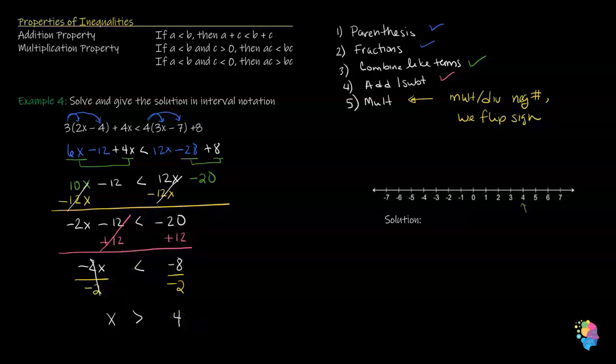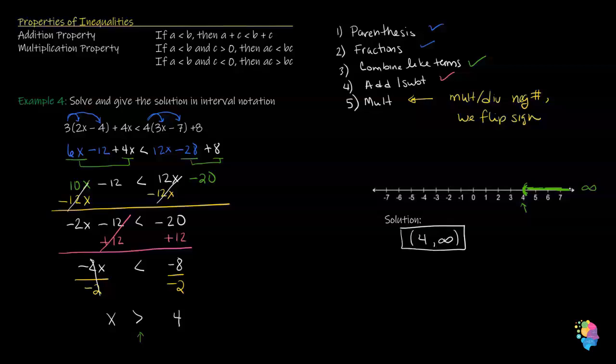I locate 4, and since I want greater than 4, I shade to the right towards positive infinity. I come back and I notice that this inequality doesn't have the little line underneath it, so then I'm going to use a parenthesis, making our solution from left to right, 4 to infinity. Since we're not including 4, that's a parenthesis, and then infinity also takes parentheses.